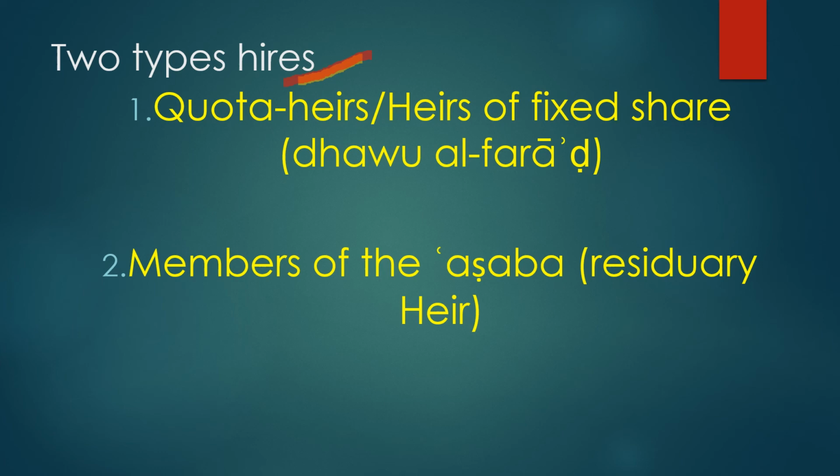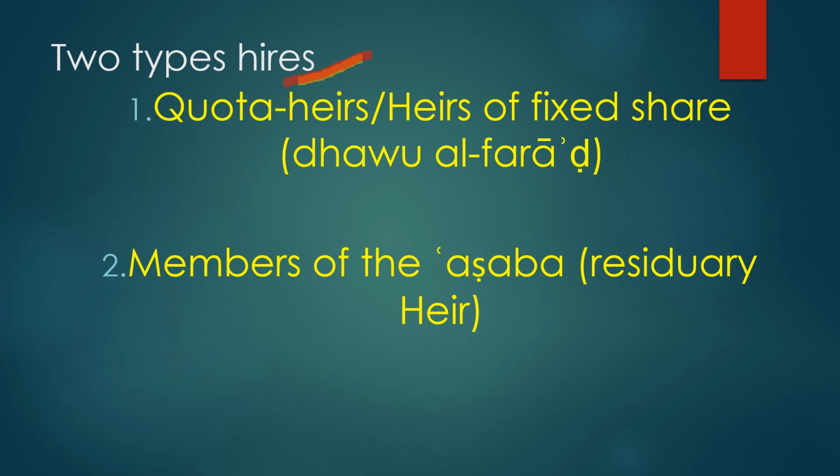Dear brothers and sisters, there are two types of heirs in Islamic law of inheritance. The first is the heirs of fixed share. What is this fixed share? That is what we have already mentioned: 1/2, 1/4, 1/8, 2/3, 1/3, 1/6, and 1/3 of the remaining. These are the fixed shares. So there are certain members out of the 25 legal heirs. Who are the 25? 15 males and 10 females.